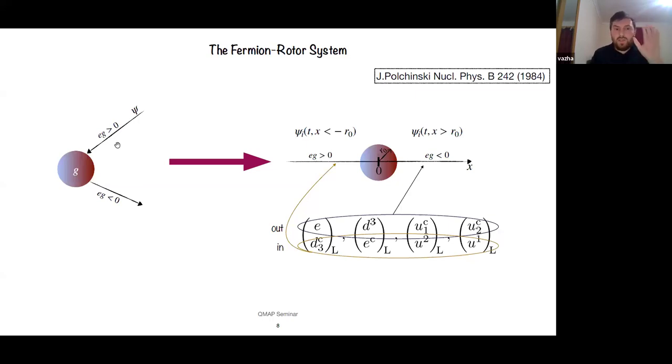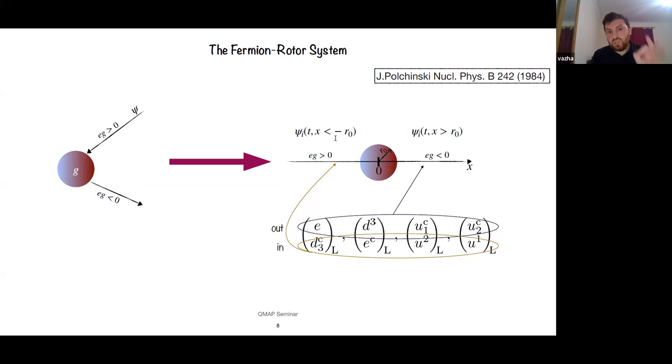As I told you, if E times G is bigger than 0, the corresponding field has just ingoing waves, and if E times G is less than 0, the corresponding field has just outgoing waves. Plus, we are just working with S waves, so the theory is effectively 1 plus 1 dimensional. So instead of working in spherical coordinates, we can go ahead and work on an infinite line, where the monopole sits at the origin, such that ingoing fields are mapped to the negative direction of the axis and outgoing fields are mapped to the positive direction of the axis.